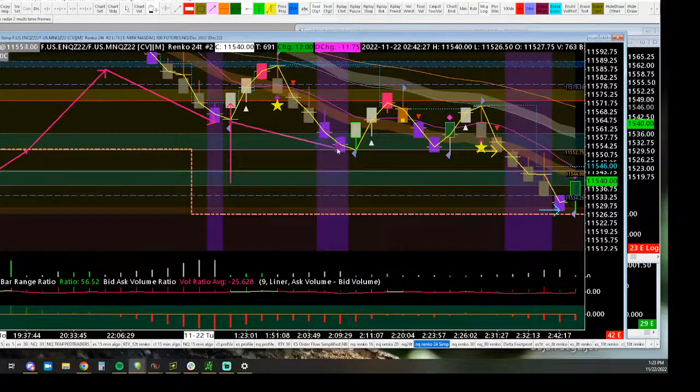Now, if the purple bar is followed by another down bar, it's not ready yet, right? But once it's followed by an up bar, you get a retracement. Purple bar followed by up bar, you get a retracement. So that's normal, right?